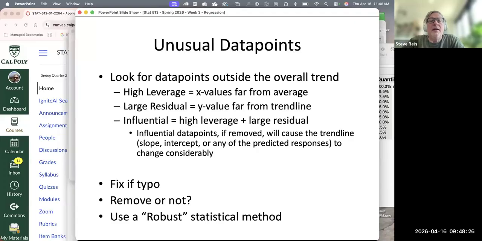Okay, let's talk about unusual data points. There are 3 ways that we try to describe whether a data point is unusual, and let's talk about the 3 different ways. I'm going to maybe start with those high leverage data points.